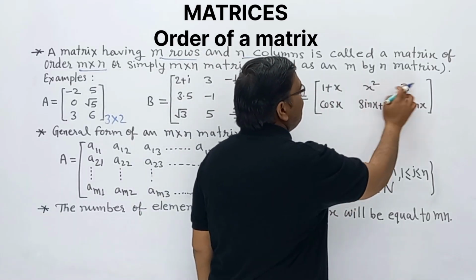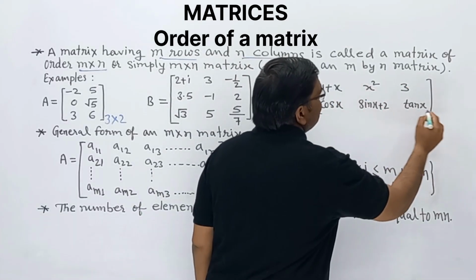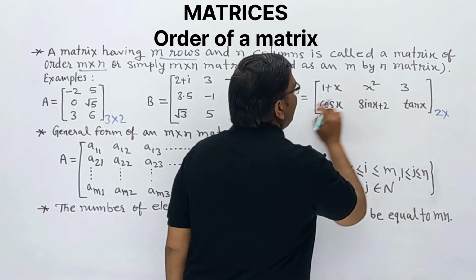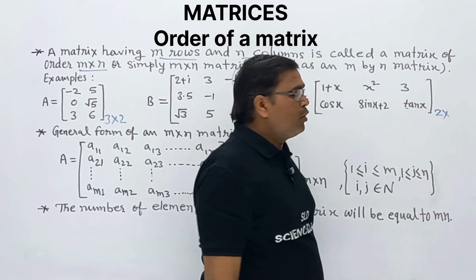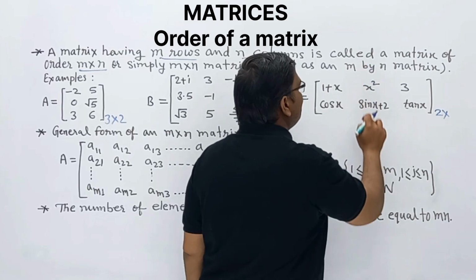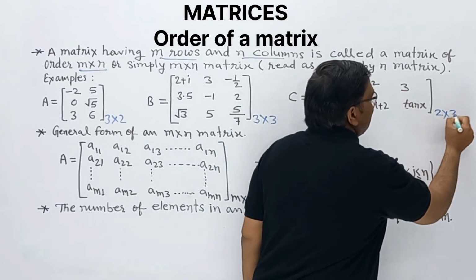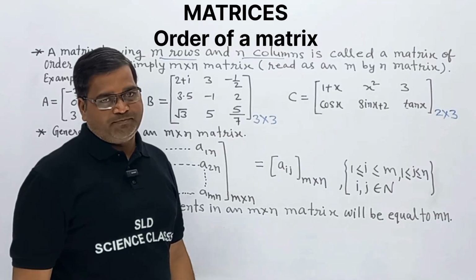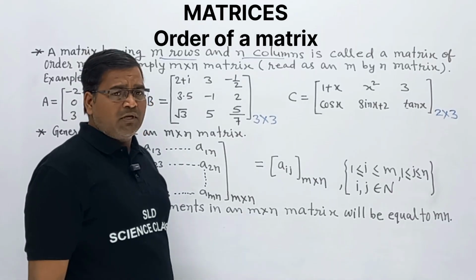What about this one? How many rows does this matrix have? 2 rows: 1 and 2. How many columns? 1, 2, 3. 3. So 2 by 3 will be the order of matrix C. Clear?